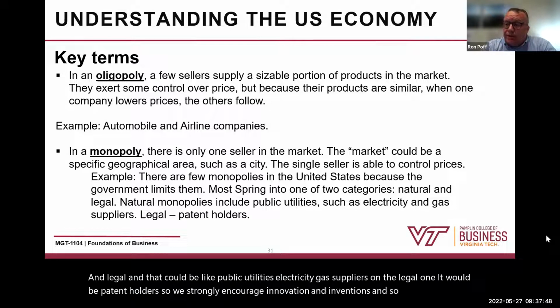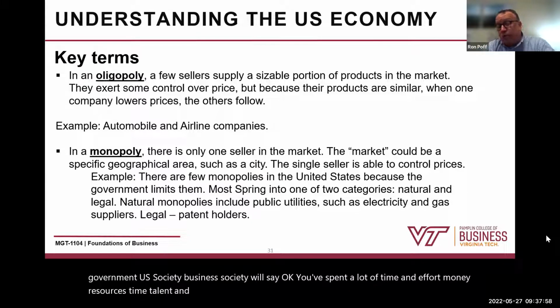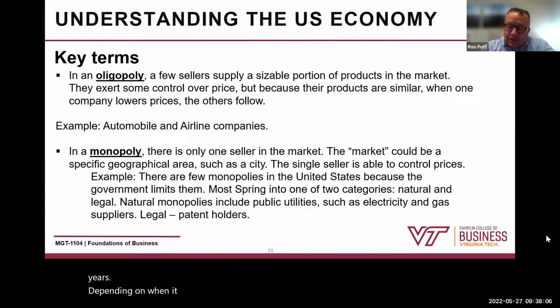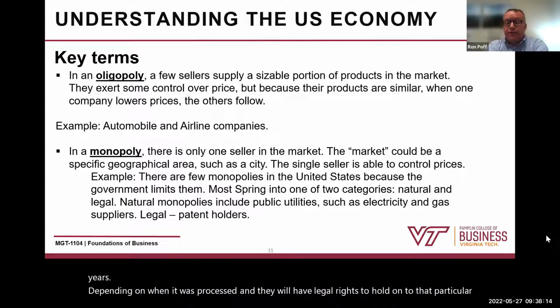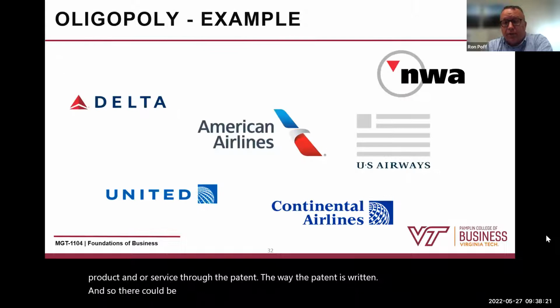And so the U.S. government, U.S. society, business society will say, okay, you've spent a lot of time and effort, money, resources, time, talent, and treasure. We will reward that with a patent, which is 15 to 20 years, depending on when it was processed. And they will have legal rights to hold on to that particular product and or service through the patent, the way the patent is written. And so there could be some pricing controls that are leveraged through that.